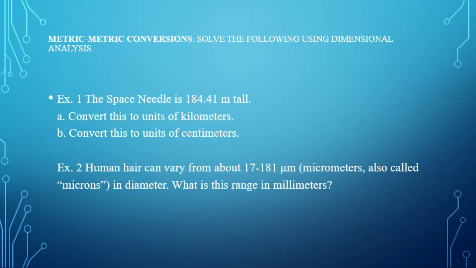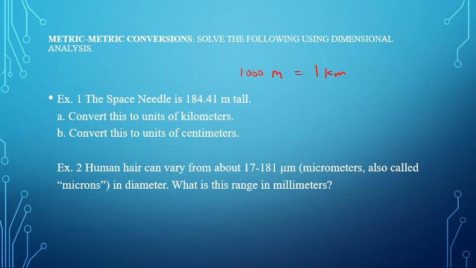So in our next example, we're going to start to look at metric-to-metric conversions using a process that we call dimensional analysis. You may also call it the factor label method. So if you notice in this example 1, it says that the Space Needle is 184.41 meters tall. It first wants us to convert this into units of kilometers. So based off of our last slide, I know that my conversion between meters and kilometers, for every 1 kilometer, there would be 1,000 meters.